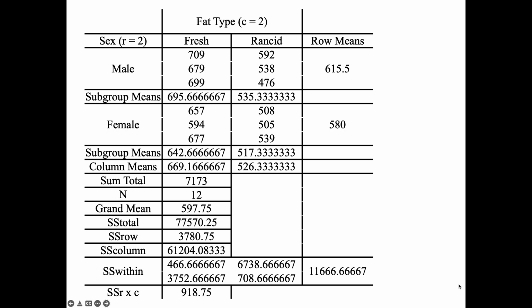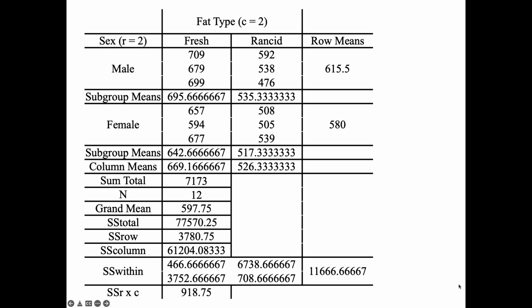But another way of doing it is to basically follow the equation here. And what this equation is basically saying is we have 4 subgroups. We have male fresh, male rancid, female fresh, and female rancid. And for each of these subgroups, we have a subgroup mean.